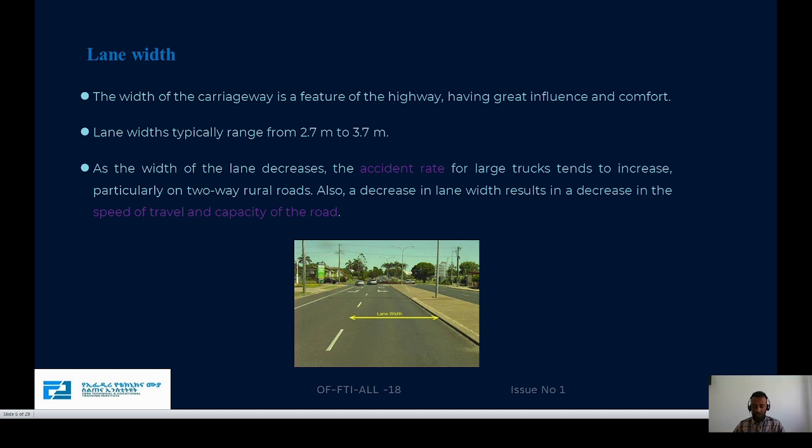As the width of the lane decreases, it is mostly exposed to accidents, and also exposed to congestion, decreasing the capacity. Also the effects of lane width will be decreased.